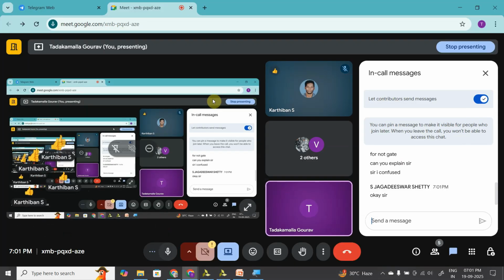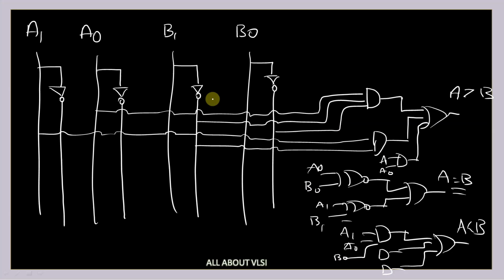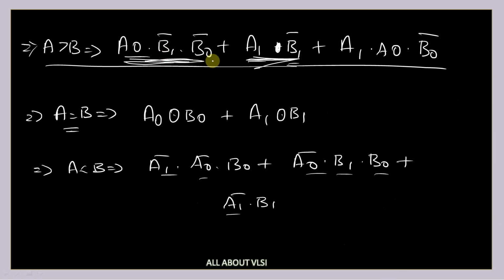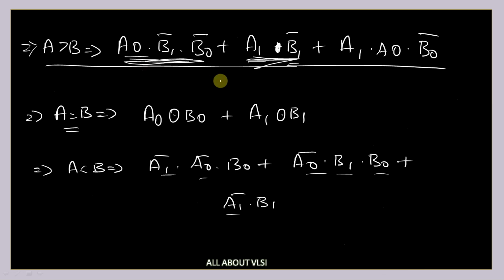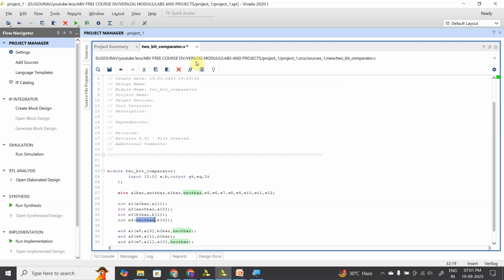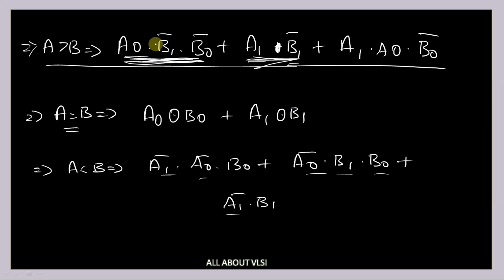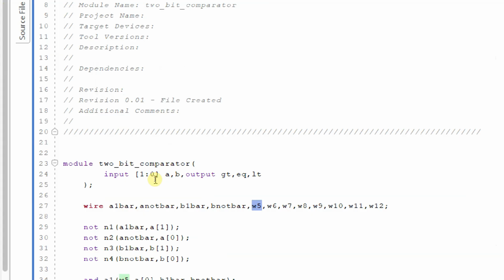Coming to these connections, the diagram is a little bit clumsy, so I'm referring to the equations. Anyway, whether you see the diagram or the expression, it is the same. This is nothing but the output of my first AND gate, which I am considering as a wire, W5. And what are the inputs for the first AND gate? A0, B1 bar, B0 bar. That is what I am writing.